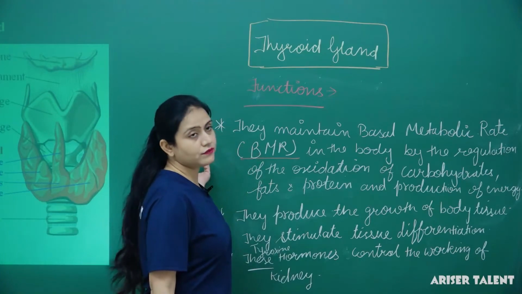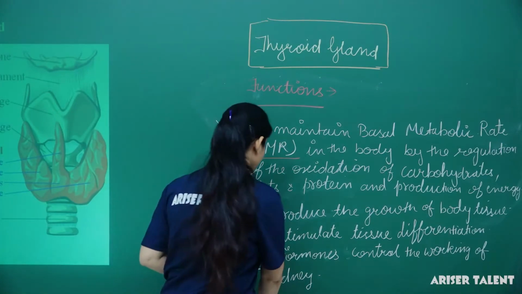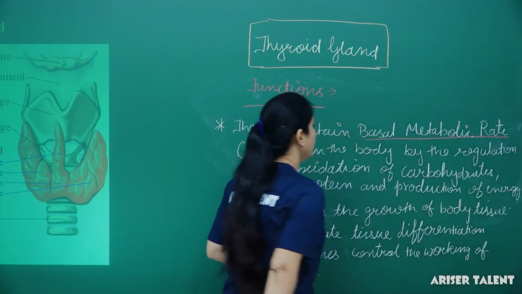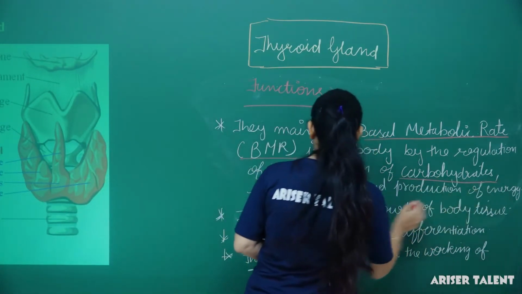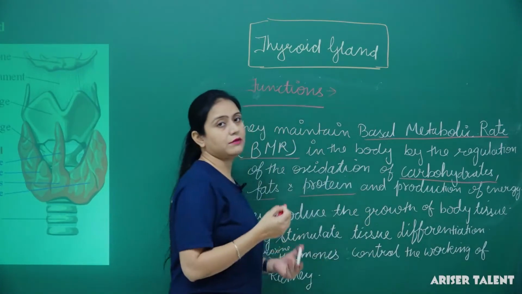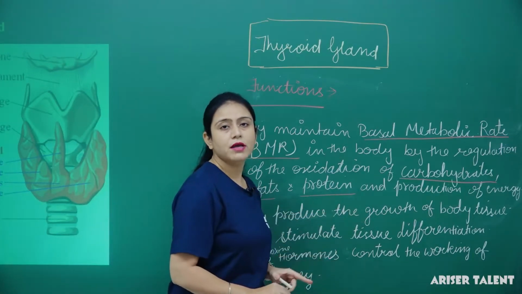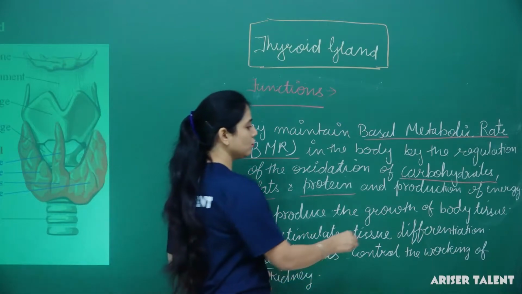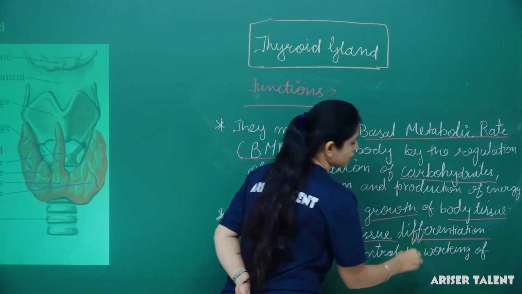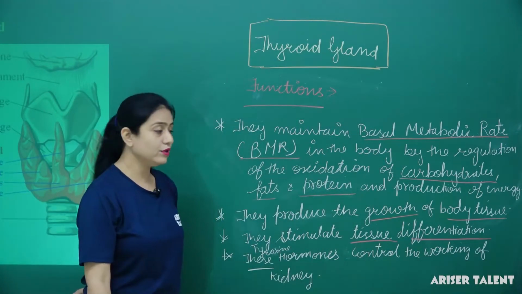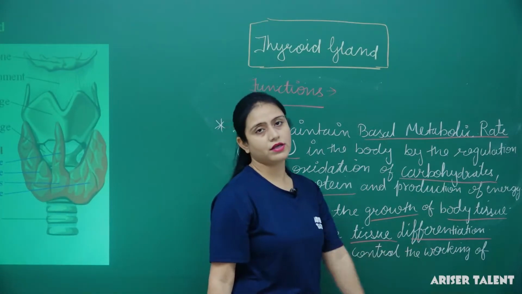So what are the functions of thyroxine and triiodothyronine? That they maintain the basal metabolic rate, which is known as BMR, of the body by the regulation of oxidation of carbohydrates, fats and proteins, and they help in the production of energy, because we all know when these things are oxidized, they produce some energy. Okay, they produce the growth of body tissue, as well as they stimulate the tissue differentiation, and then tadpole converts into the adult frog. Thyroxine hormone controls the working of kidney.